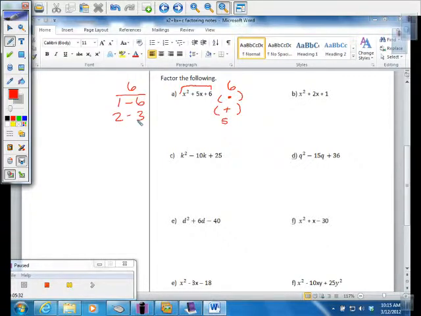Now, remember, what works for one has to work for both. So if I use 6 and negative 1, it does work to get 5. But what's 6 times negative 1? Negative 6. Does that make sense? Sometimes if you think about it in your head, you may not come up with the right solution. This is one of the things I really like about writing out the factors. It gives you all of the options.